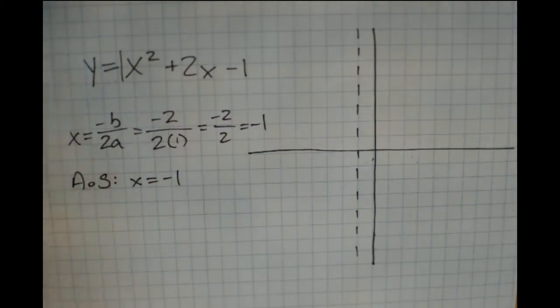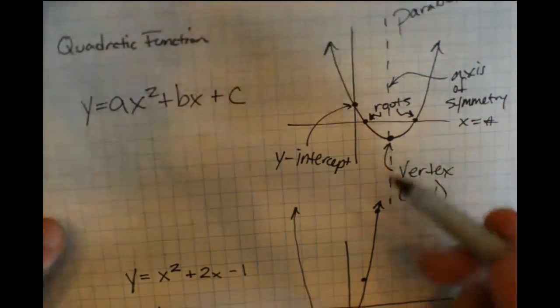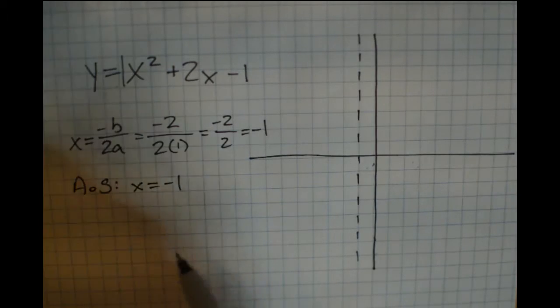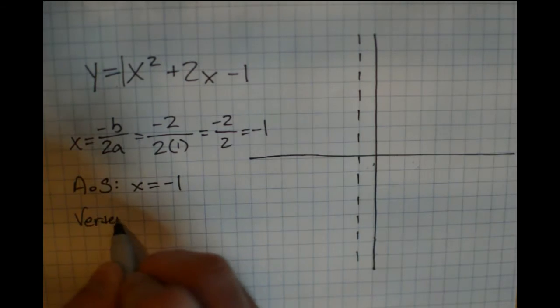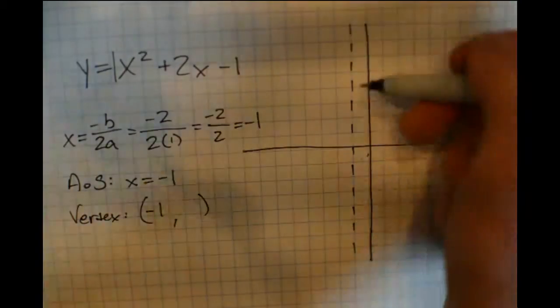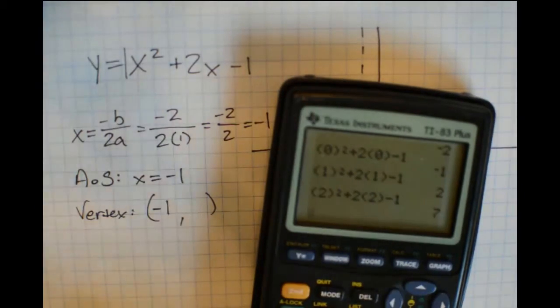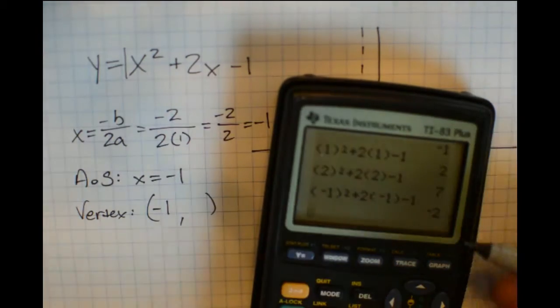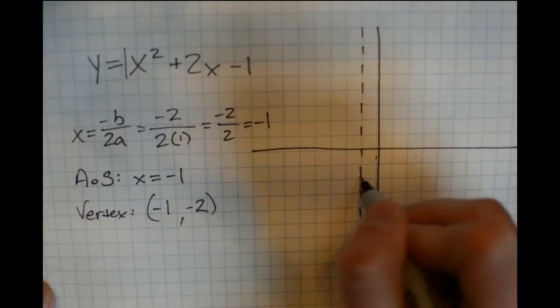Next thing I want to do is find out where that vertex is. Looking back at this, the vertex is on the axis of symmetry somewhere. So if I substitute the value of -1 in for x, I'm going to find the y value of the vertex. The vertex is an xy ordered pair. I know that the x value is -1 because it has to be on that line somewhere, and I want to figure out what the y value is. So I'm going to go ahead and take my calculator out. I'm going to substitute negative 1 squared plus 2 times negative 1 minus 1, and I'm going to get my y value of the vertex, which is negative 2. So my vertex will be located at negative 1, negative 2. So I'm going to go ahead and plot that.